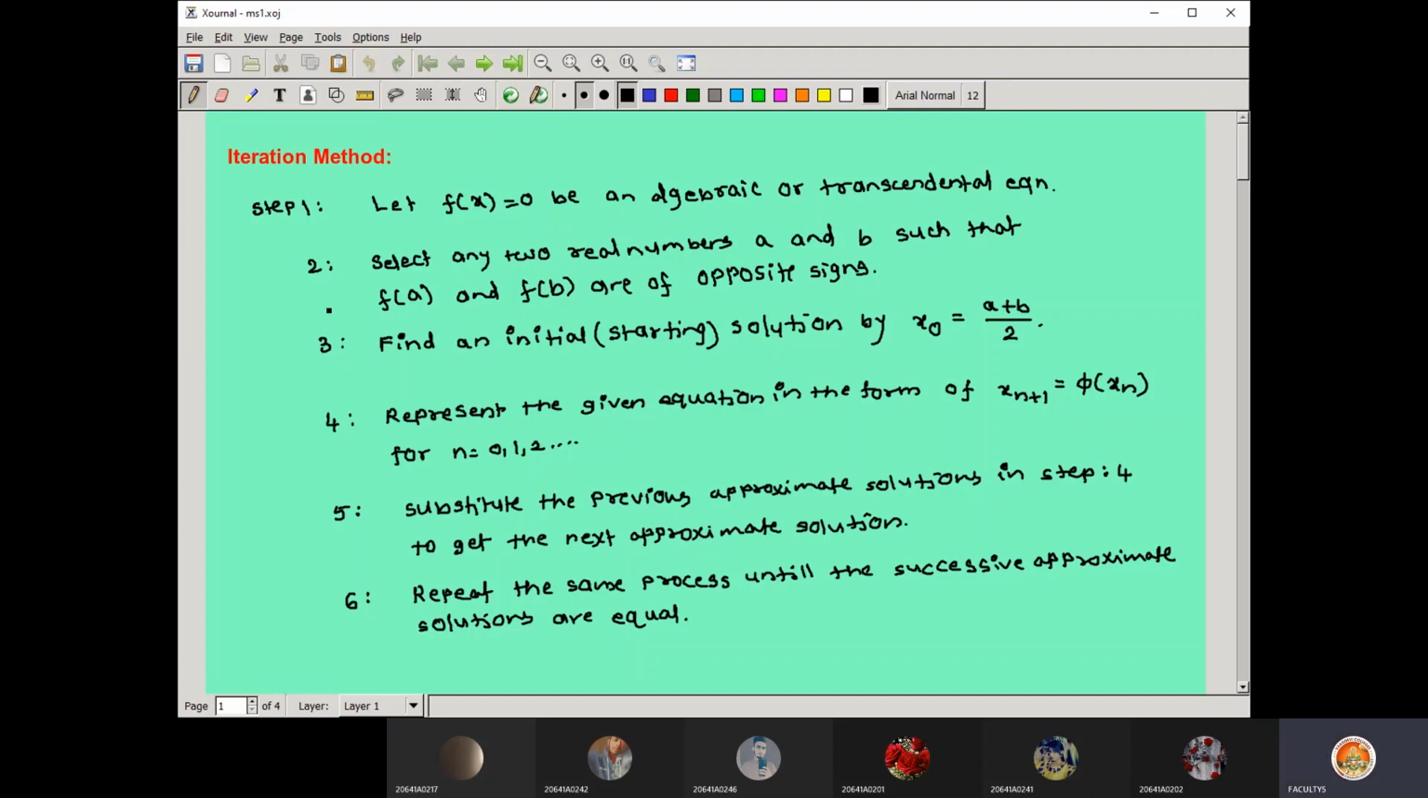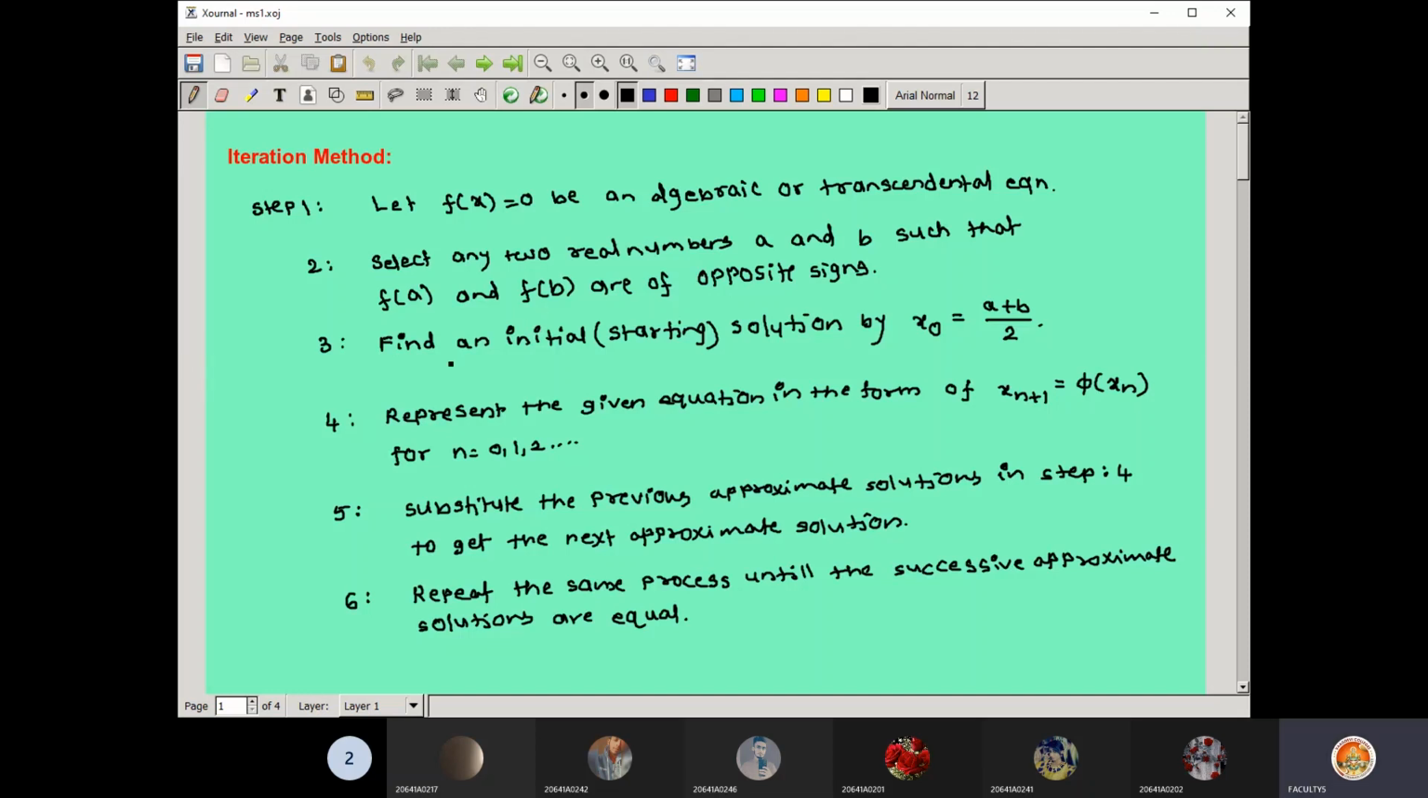Step number 2. Select any two real numbers, small a and small b, such that f of a and f of b are of opposite signs, similar to your previous two methods.